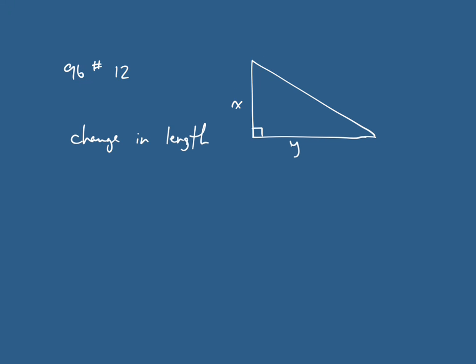Okay, so we're looking at 96 number 12, which is talking about this right angle triangle with two legs, x and y. And it's asking what's going to happen if we do something to x and y, what's going to be the change in length, okay? And anytime you see the word change in, it's going to be a situation where you have to find how it looks now, how it looks later, and how it's changed, okay?